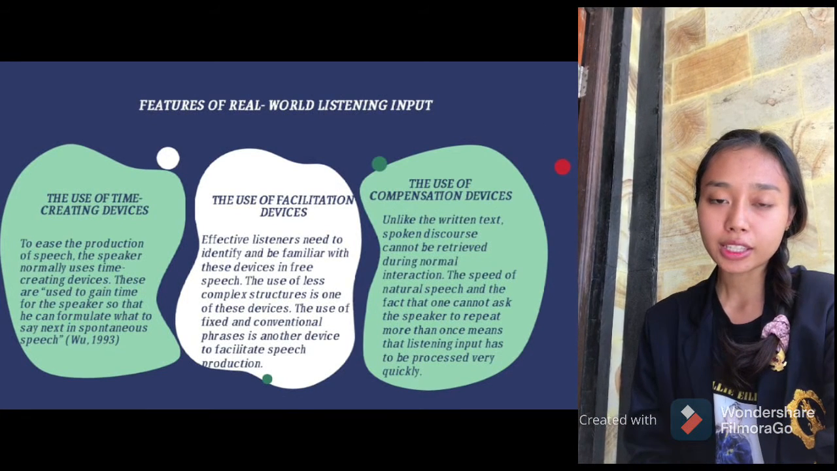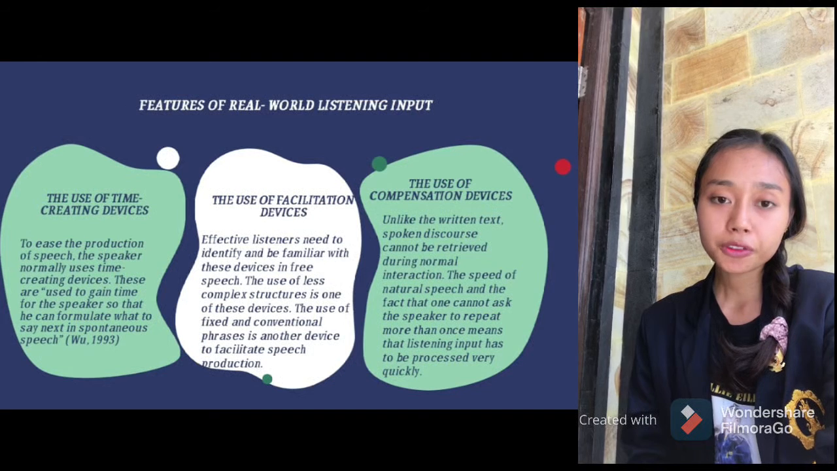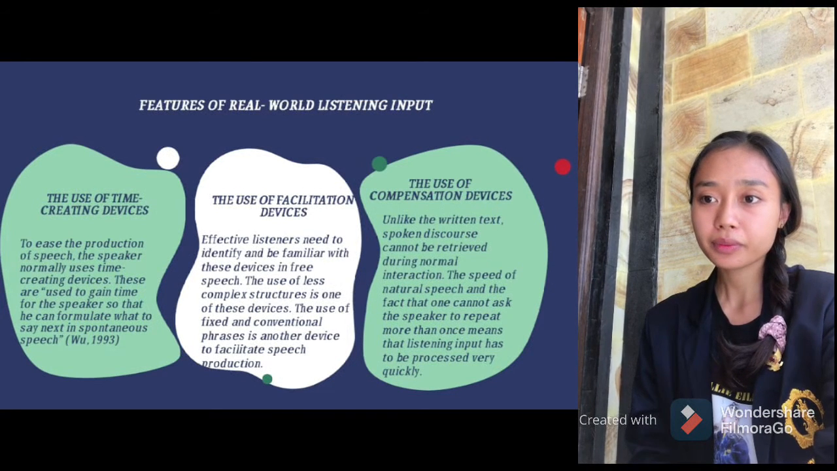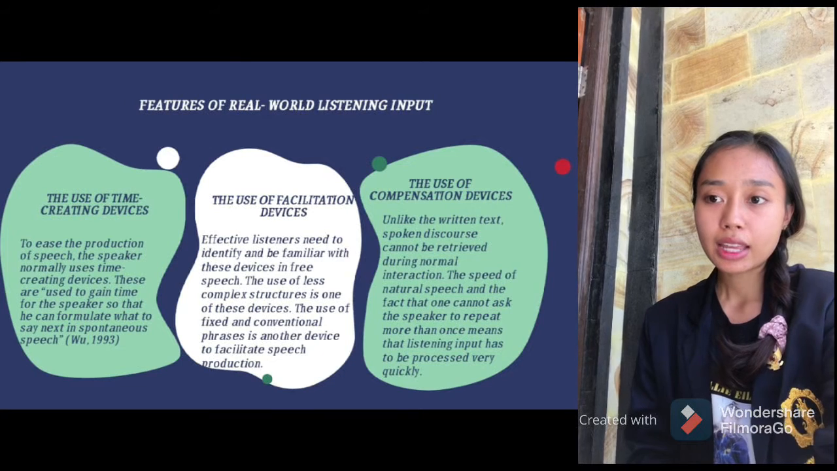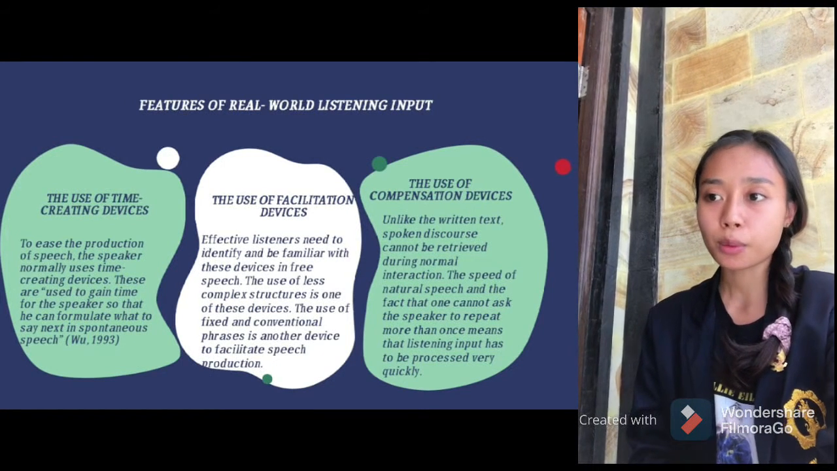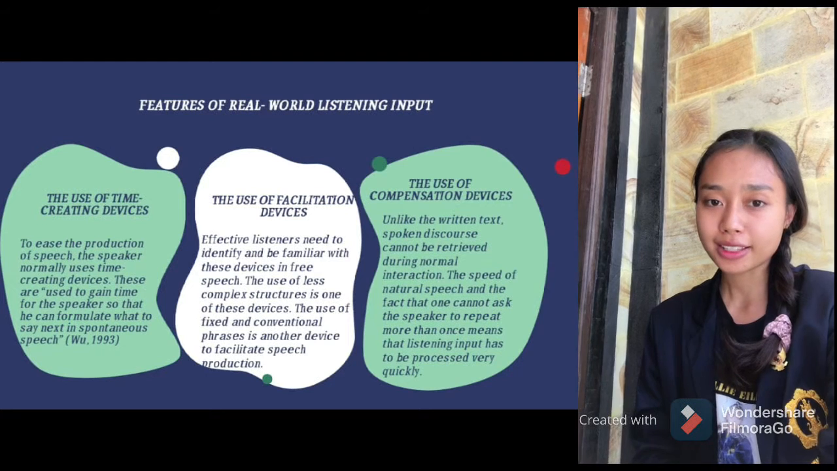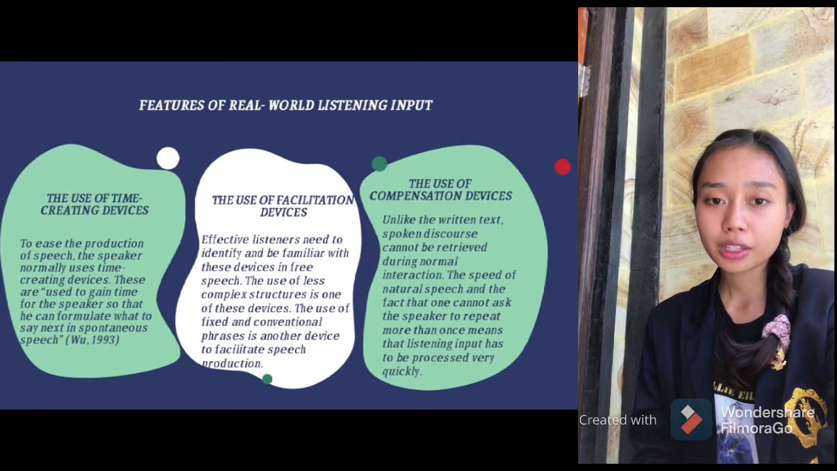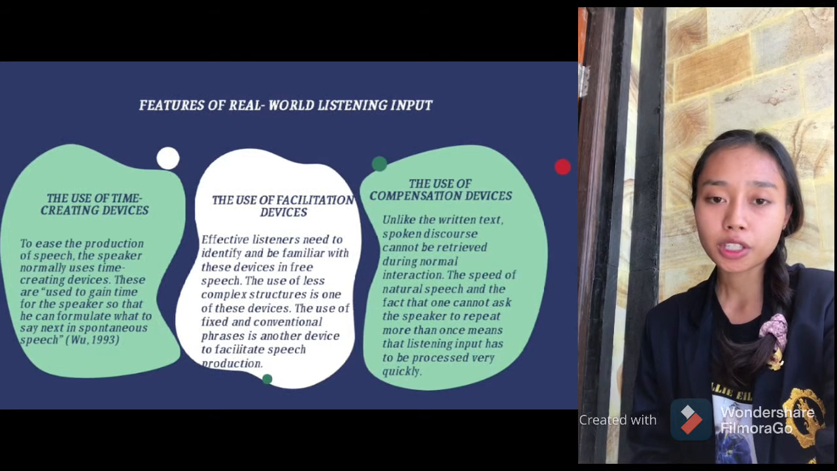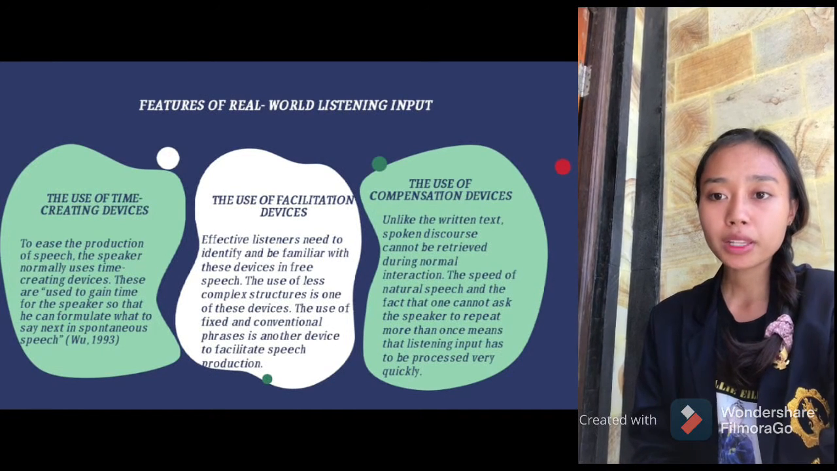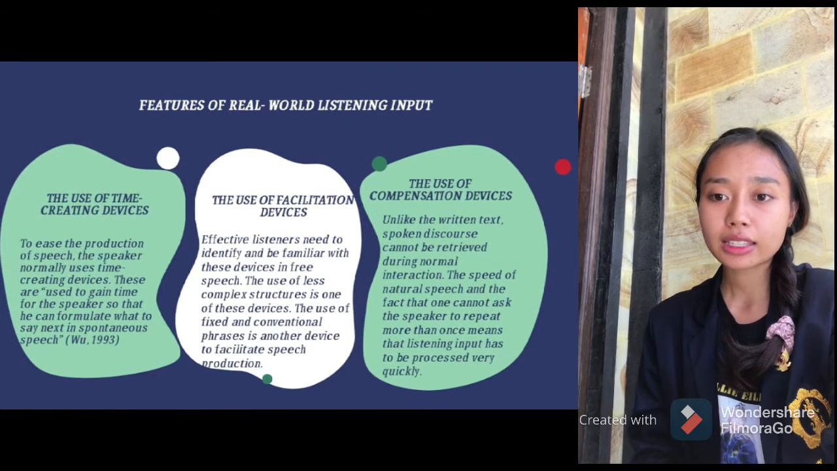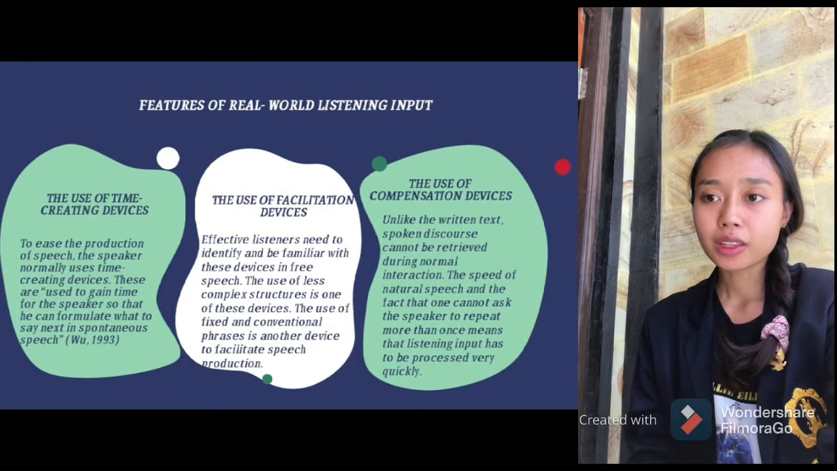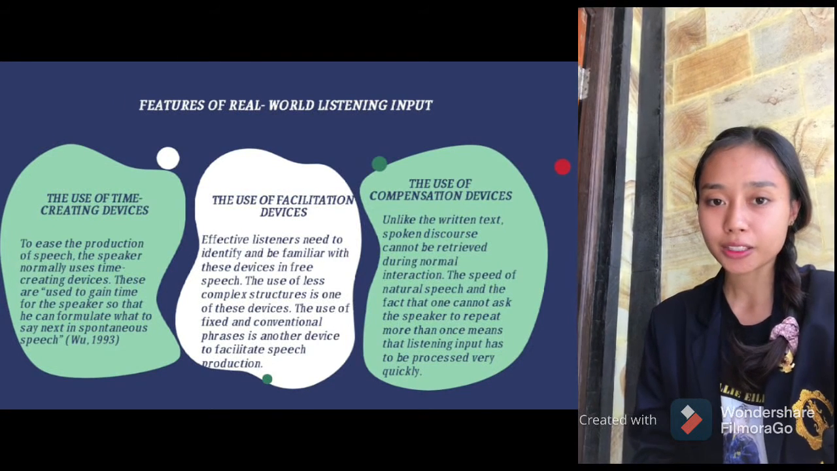Features of real-world listening input. The features are, number 1, the use of time-creating devices. Number 2, the use of facilitation devices. And number 3, the use of compensation devices. The use of time-creating devices. To ease the production of speech, the speaker normally uses time-creating devices. These are used to gain time for the speaker so that he can formulate what to say next in spontaneous speech.